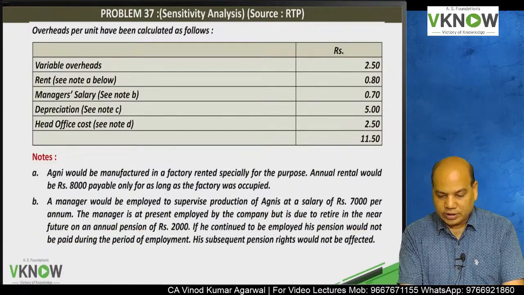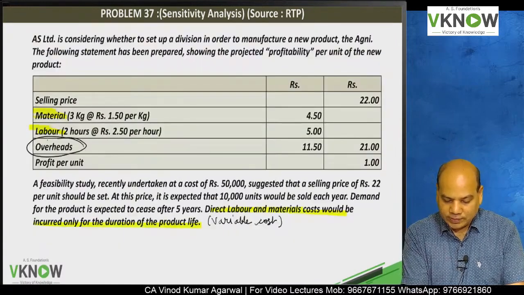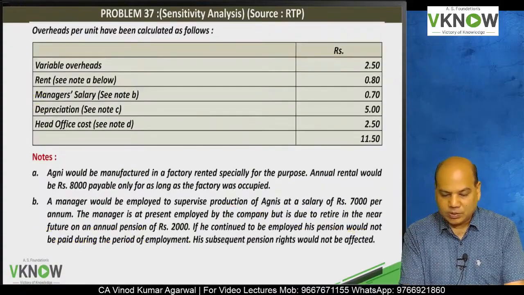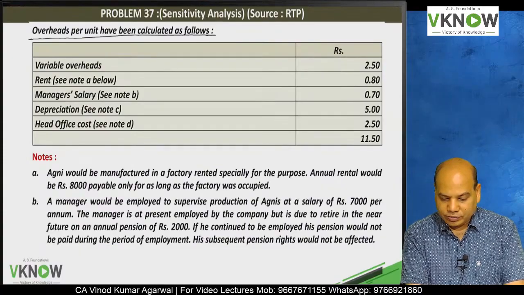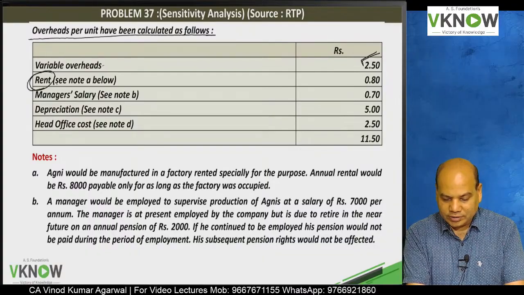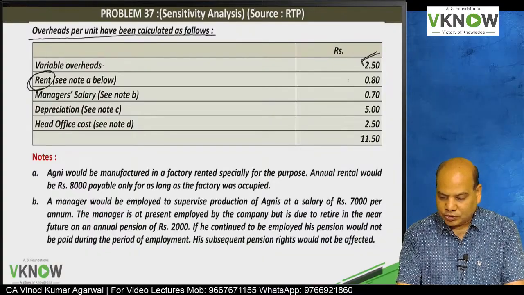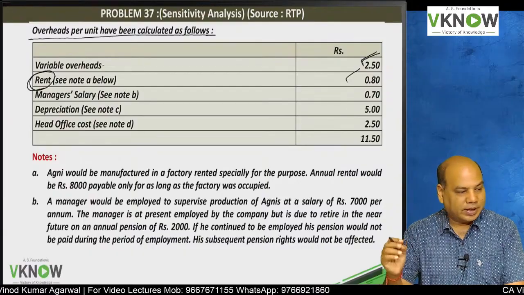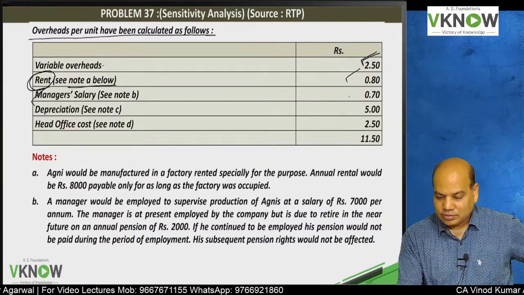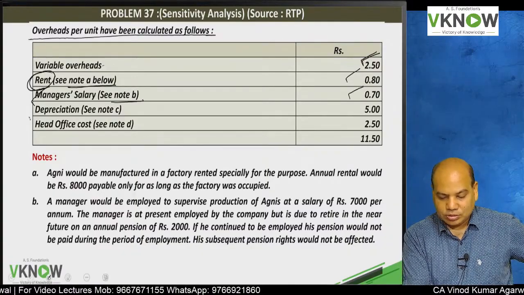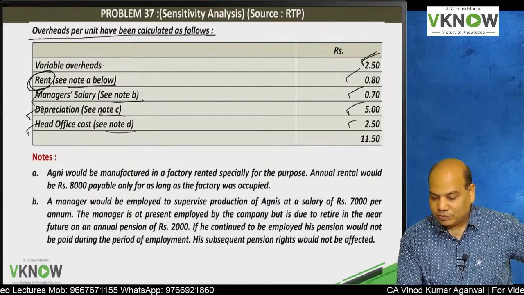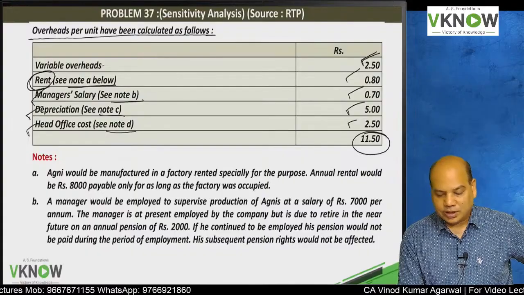And what about the overheads? You see, overhead is given here in the first table, overhead 11.50. They have given you the breakup of that overhead per unit. It includes variable overhead 2.50, rent per unit. This is all per unit. They have divided by 10,000 units, and there is a note A below. Manager salary 0.70, note B below. Depreciation, note C below. Head office cost, note D below. And this is how 11.50 was calculated.